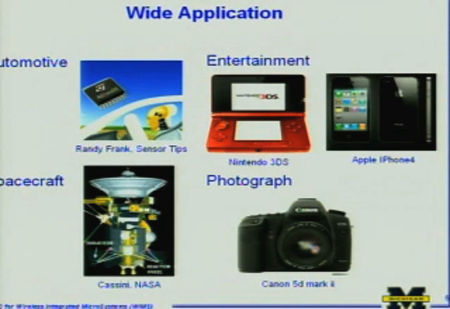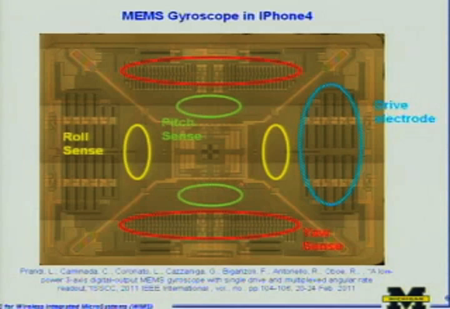The MEMS gyroscope is widely used in many areas: the automotive, like airbags; spacecraft; entertainment, like mobile phones, tablets, and game consoles; and photography, like image stabilization systems. This picture shows the gyroscope in the iPhone 4. Besides the drive electrode, it has 3 pairs of sense electrodes to detect angular velocity along 3 axes. Let's see its work results.